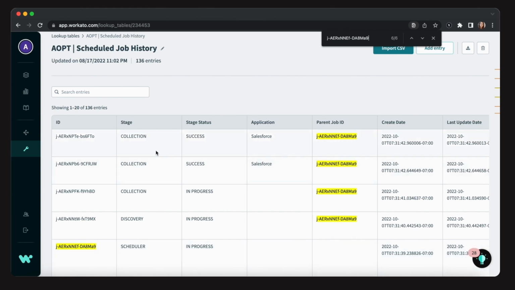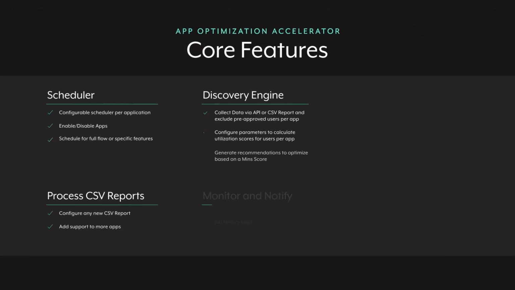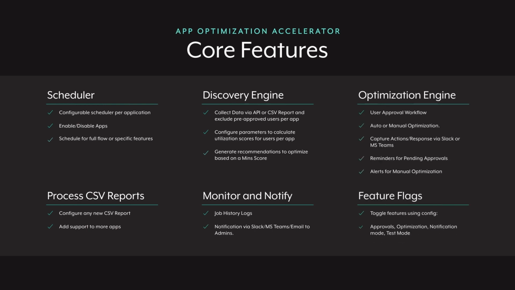The License Optimization Accelerator is a great start for any company, but you'll want to customize it to your own. Many of the included features can be configured in a way that works best for you. For example, you can customize how the scheduler runs for each app, or whether approval messages reach admins or are sent at all. On this slide, you'll see a few of the other popular features of the Optimization Accelerator.